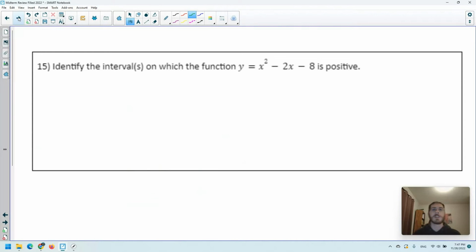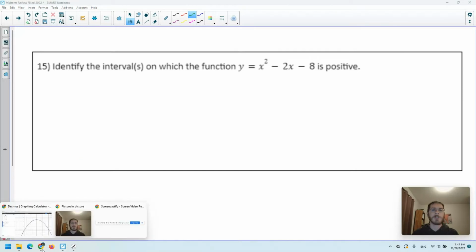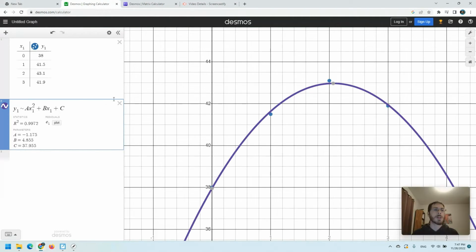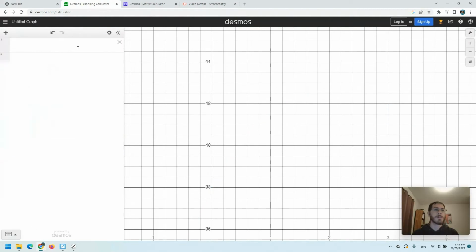15 says identify the intervals on which our function y equals x squared minus 2x minus 8 is positive. So the nice thing here is we did this one graphically. So what we're going to do is make the graph and just look and find out where we're above the y-axis. So x squared minus 2x minus 8.